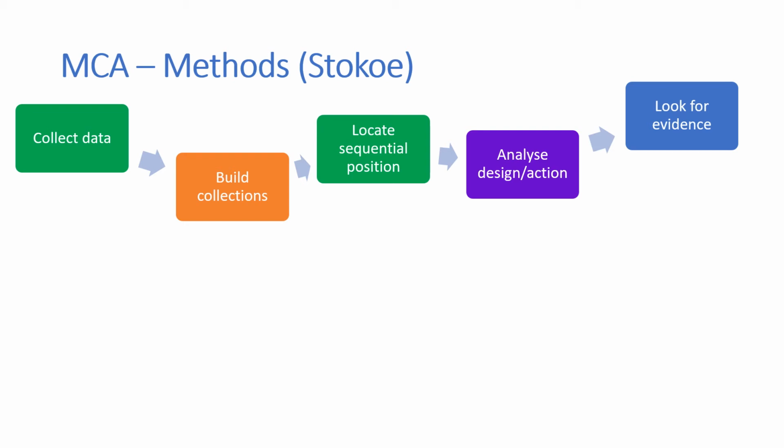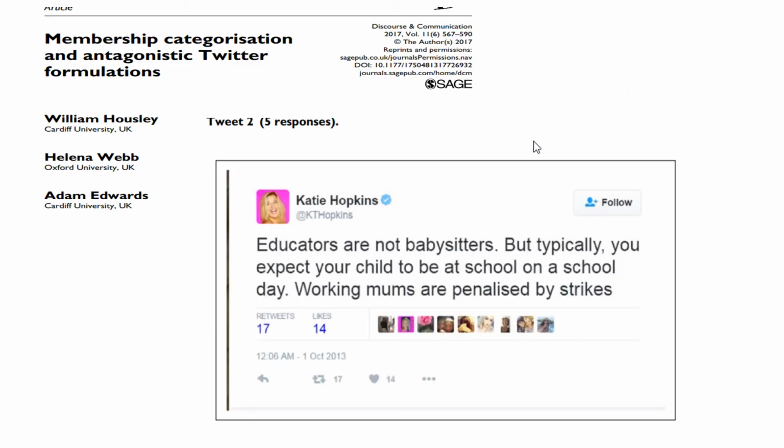Another element that we can look at in our analysis is how speakers build and resist categorizations. Let's look at some examples of studies that have used MCA. This first one is by William Housley and colleagues. With Richard Fitzgerald, Housley has done extensive work using MCA, and he's one of the key scholars using this approach.